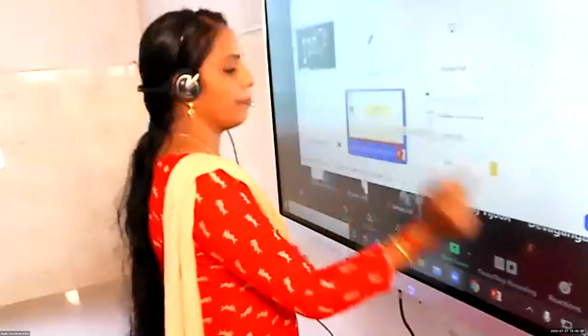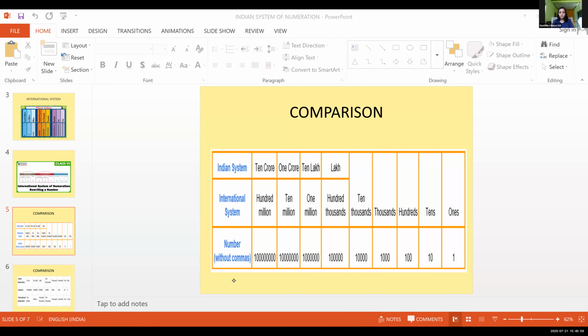Okay. Again, I'll go to the chart. See, again, 1 million is 10 lakh. So it is very important that you understand this: 1 million equal to 10 lakh. Okay, children? Yeah. 1 million equal to 10 lakh.